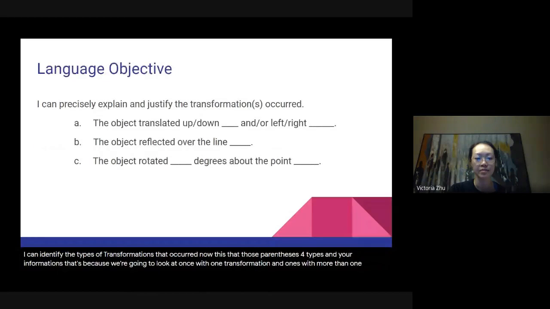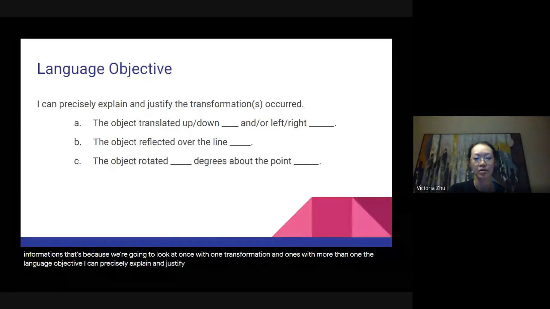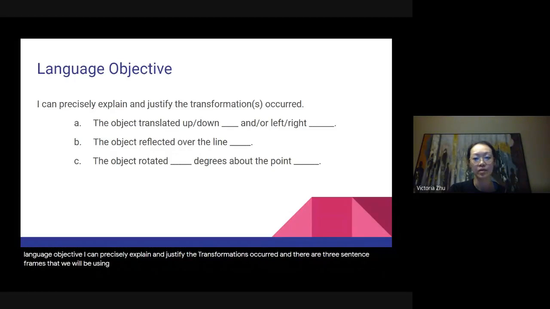The language objective: I can precisely explain and justify the transformations that occurred. And there are 3 sentence frames that we will be using individually or together. The object is translated up, down, blank, and left or right, blank. The object is reflected over the line, blank, and the object is rotated blank degrees around the point, blank.